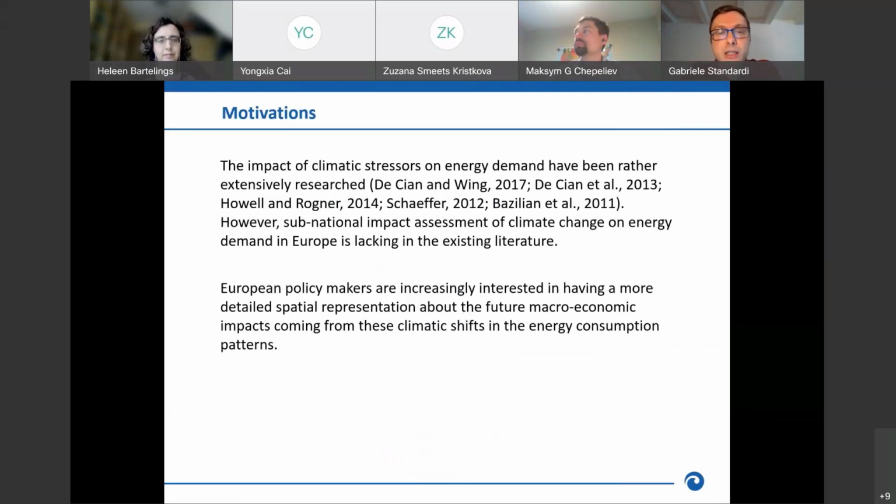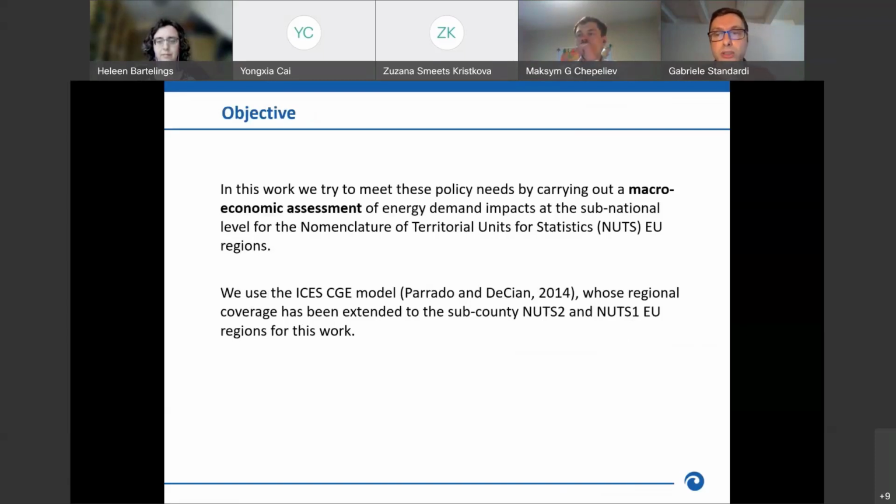in the literature, we can find a lot of papers which study the effects of climatic stressors on energy demand. However, the macroeconomic assessment of these impacts on energy demand following climate change is missing at the European subnational level. And European policymakers, by the way, are increasingly interested in having a more detailed representation of these macroeconomic effects. So the aim of this work is exactly to meet these policy needs and to fill this research gap. And for this reason, we use a computable general equilibrium model, the ICES model, whose regional coverage has been extended to the subnational detail for the European countries, as we will see later.